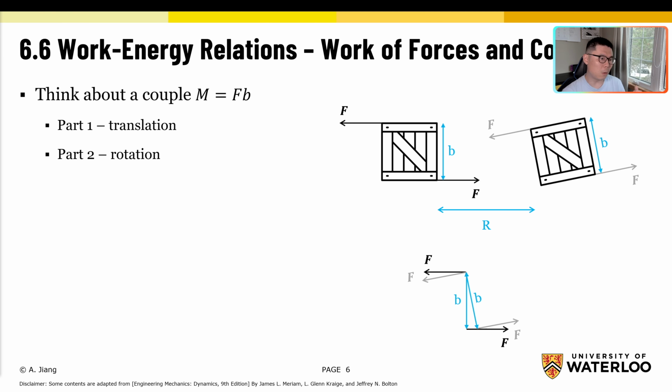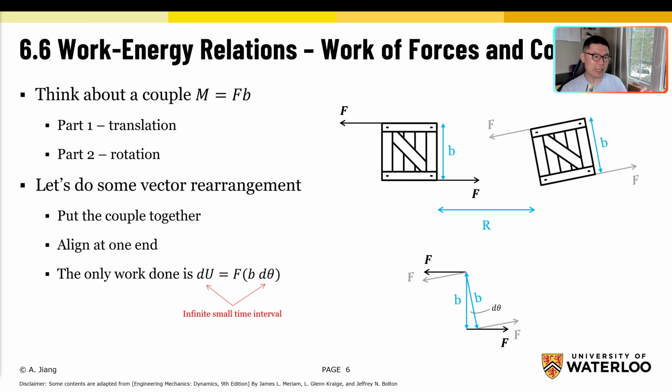So let's pull all force vectors together. Please note here the difference in color, where black is the beginning and gray is the end position. At the beginning is F, at the end is the gray colored F. From the vector diagram, for an infinitely small time interval, the crate rotates by an angle d theta. And the work done is just dU equals F times b d theta. Right, that's the small distance traveled for that force F for a small period of time.